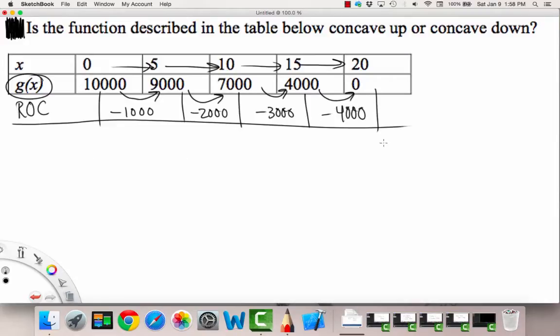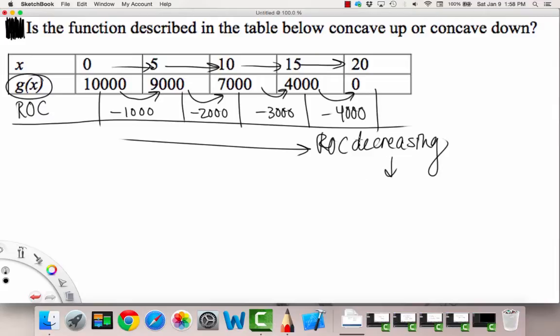Okay, so now that we have created this extra row, this rate of change, we can see what our rate of change is doing as we move from left to right. And the answer is it's becoming more negative, which means it's decreasing. Okay? So our rate of change is decreasing, which means that our graph or our function is concave down. Concave down. All right? So that's our answer.